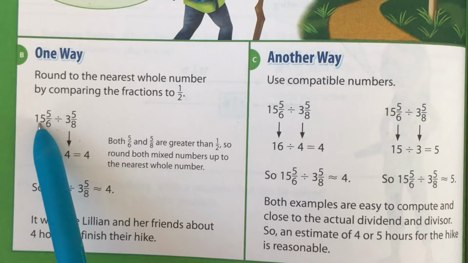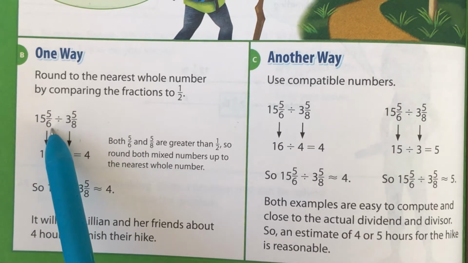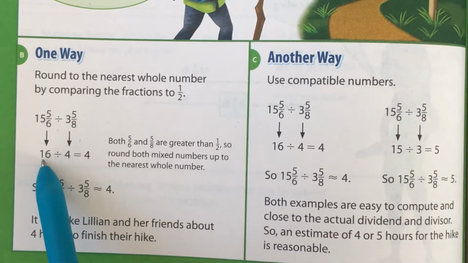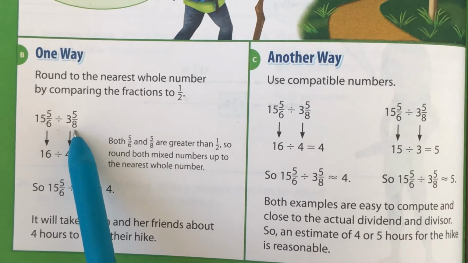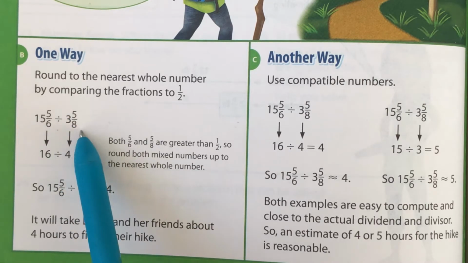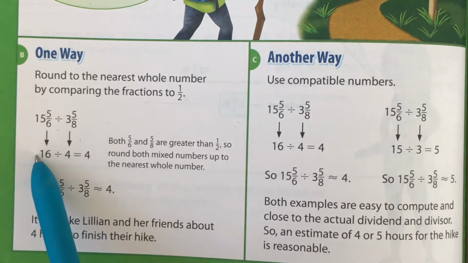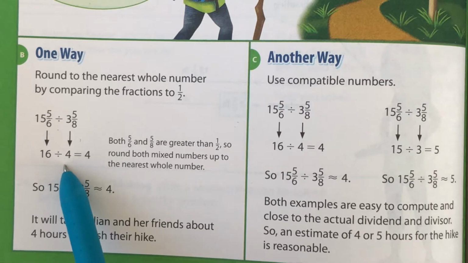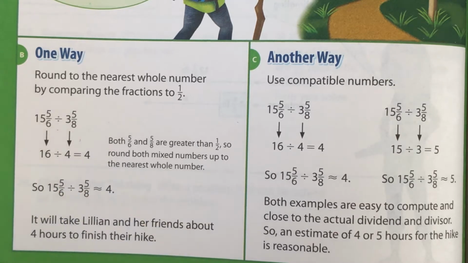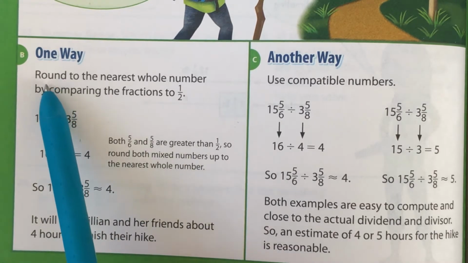All right, so let's look at this example. 15 5/6. Well, I know that 3/6 is half. So 5/6 is greater than half, so I'm going to round it up to 16. 3 5/8. Well, I know 4/8 is half. So 5/8 is bigger, so I'm going to round 3 5/8 up to 4. Now I have a really basic division problem, 16 divided by 4, and I get 4. All right, so the estimate, one way you could do it is rounding.